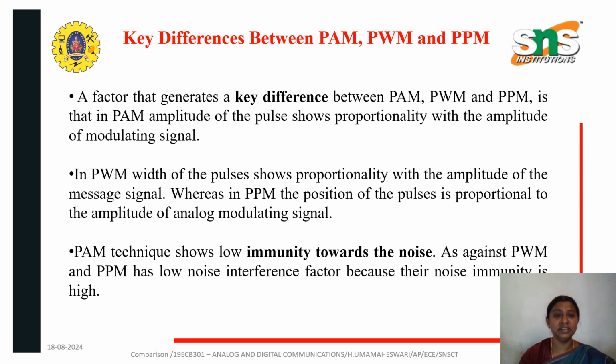The key differences between these are: in PAM, the amplitude of the pulses is proportional to the amplitude of the modulating signal. In PWM, the width of the pulses is proportional to the amplitude of the message signal. Whereas in PPM, the position of the pulses is proportional to the amplitude of the analog modulating signal. The PAM technique shows low immunity towards noise, whereas PWM and PPM have a low noise interference factor because their noise immunity is very high.